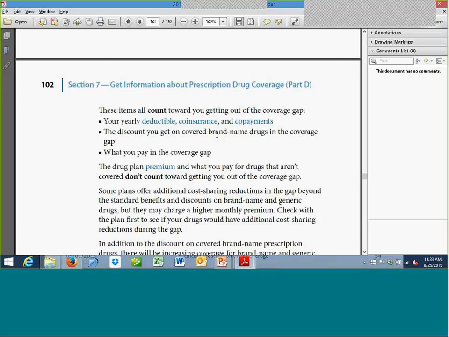So the dispensing fee does not count towards their TrOOP, even though the discount they got on the covered brand name drugs does. It just makes it more of the confusing, backward, upside down Greek. That's why I took the time to find page 102 of the 2015 Medicare and You, which you should have with you on every opportunity to speak to your Medicare beneficiaries.